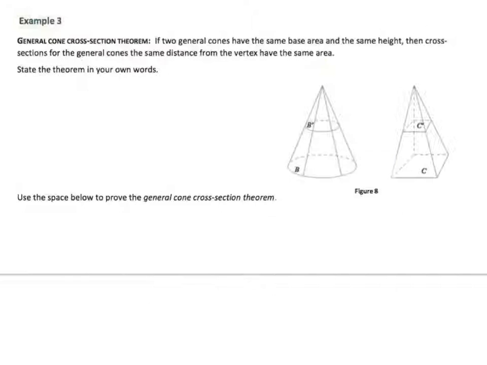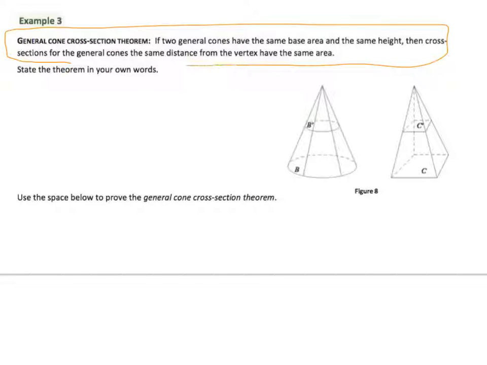Very cool. Okay, example 3, we're not actually going to do, but I want to make sure that we all look at this theorem, because we're going to use it in our problem set. The general cone cross-section theorem. If two general cones have the same base area and the same height, then cross sections for the general cones, the same distance from the vertex, have the same area. And that makes sense because they're scaled.